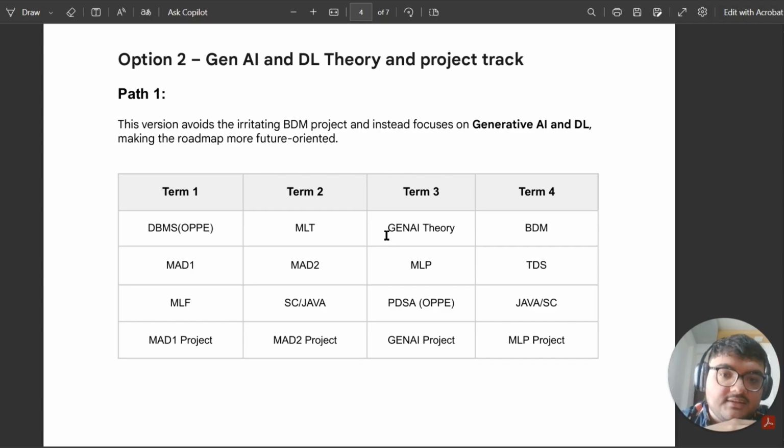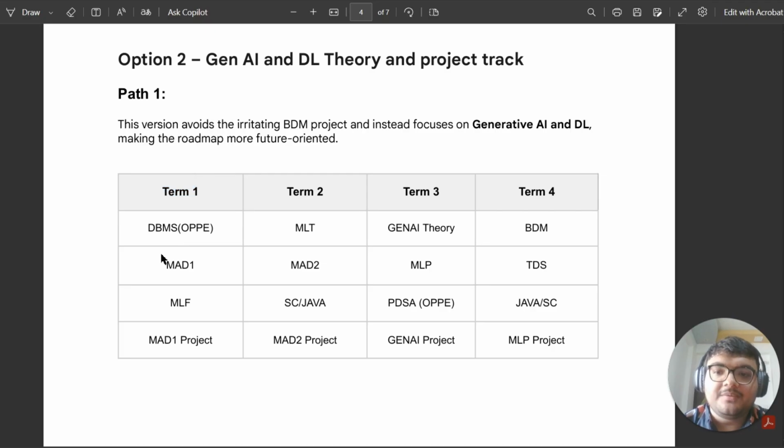But the thing is that it is a stack of four subjects: MLF, MLT, MLP, Gen AI theory. So the combinations get messed up, and that is a problem. But still, I have tried my best to make the combinations really optimized.